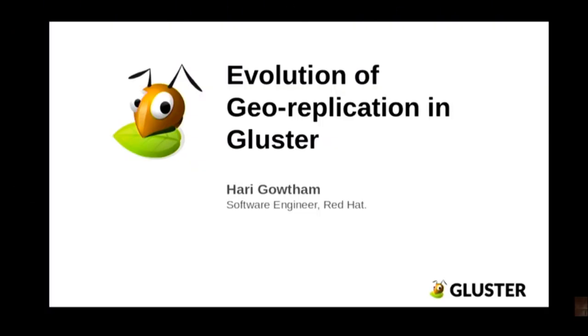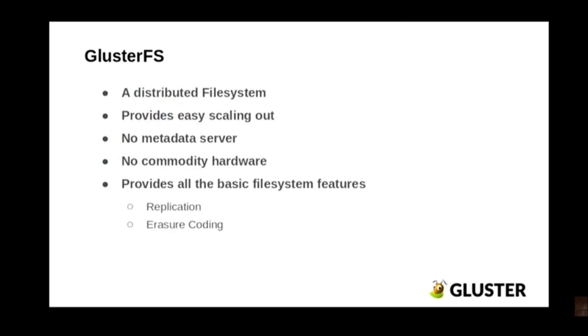Good morning, people. So I'm going to talk about the evolution of geo-replication in Gluster FS, and to start with it, I'll give a brief idea about what Gluster is so that you can understand the rest of the talk. Gluster is a distributed file system with no single point of failure. We don't have a metadata server, and that's how we achieve this no single point of failure.